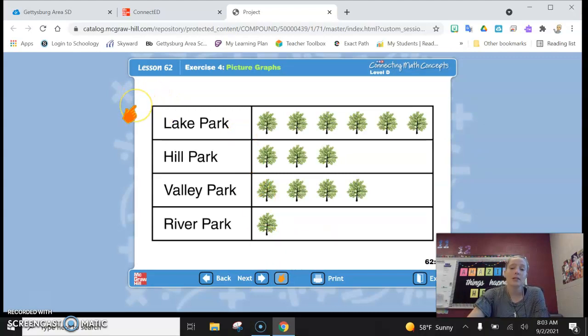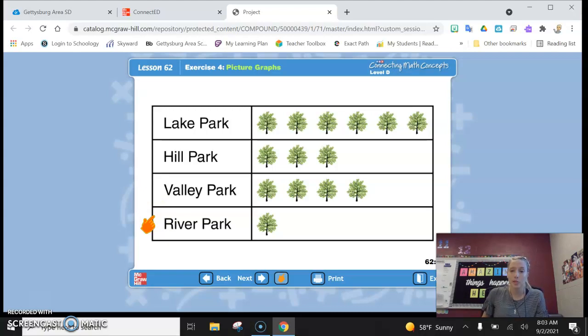Last time we talked about picture graphs. Picture graphs are a graph that uses a picture to represent a number or a value. Okay, so this is a new picture graph. We haven't looked at this one yet. The picture graph shows trees in different parks. So we have Lake Park, Hill Park, Valley Park, and River Park. Each tree in the graph shows that 1 tree was planted in the park.